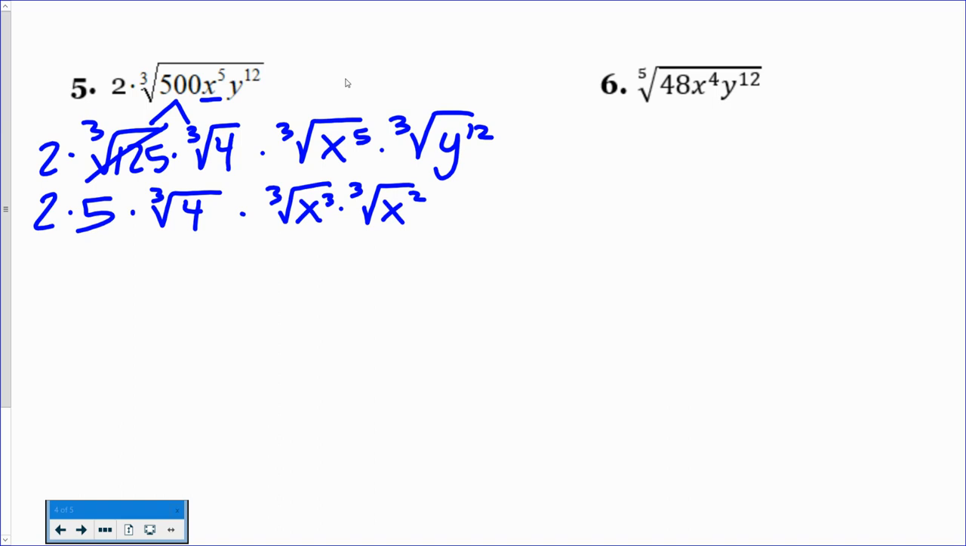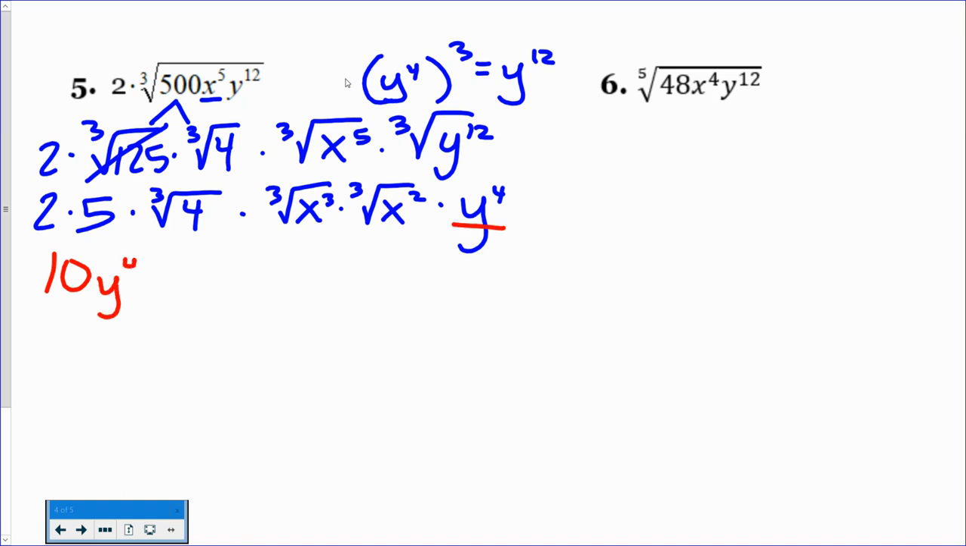Okay, and then also I can take the cube root of y to the 12th. Remember we talked about, well, what to the 3rd power gives you y to the 12th? Well, y to the 4th, because 4 times 3 gives you 12, or 12 divided by 3 would give you 4, so y to the 4th would come out. Okay, so I'm going to put together 2 times 5 to get 10. I'm going to pull my y to the 4th out over here.